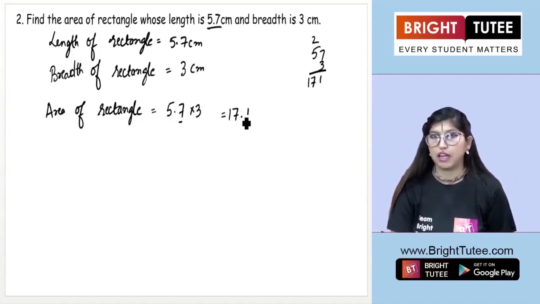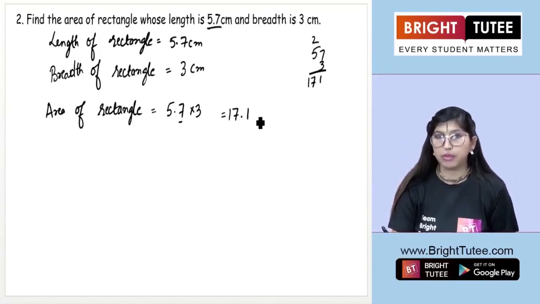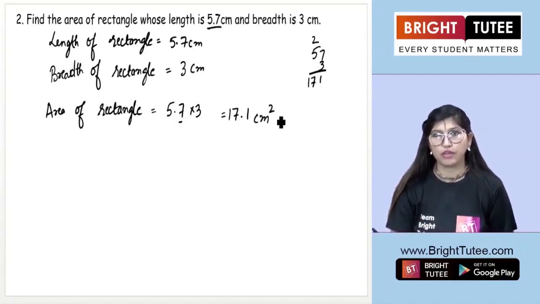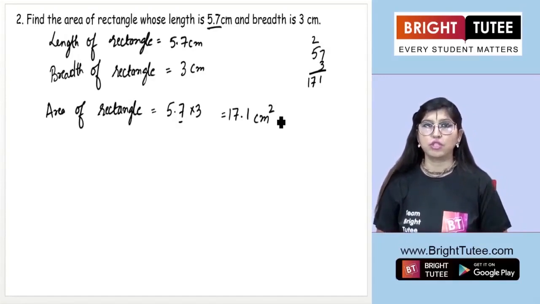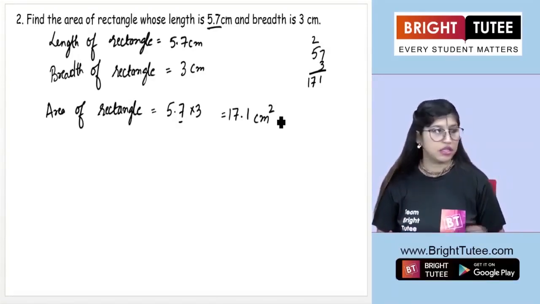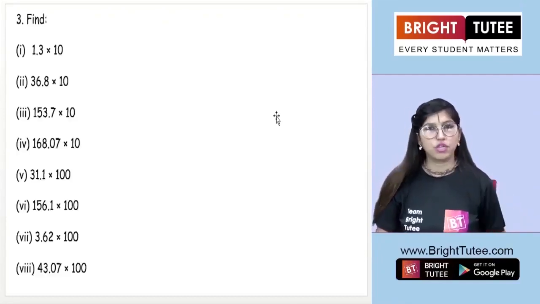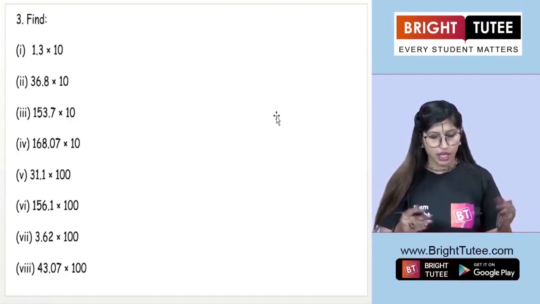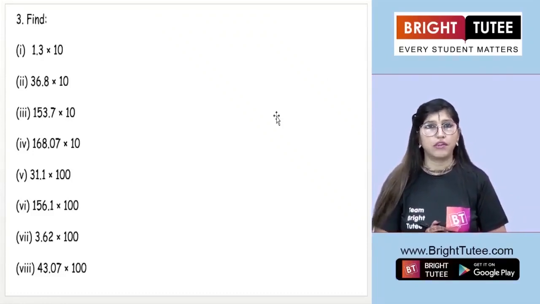17.1 as the final answer, right? But we'll be writing out units as well after that. That will be centimeter squared, right? So don't forget to write down the units, because sometimes most of the teachers deduct marks for the unit as well. Moving on to the third question, and here we need to multiply by 10, 100 and 1000.